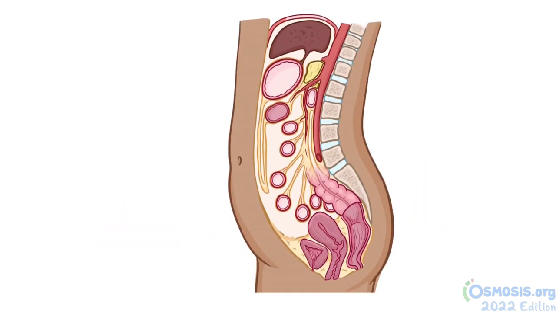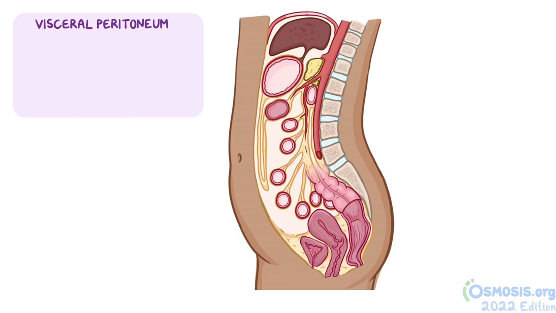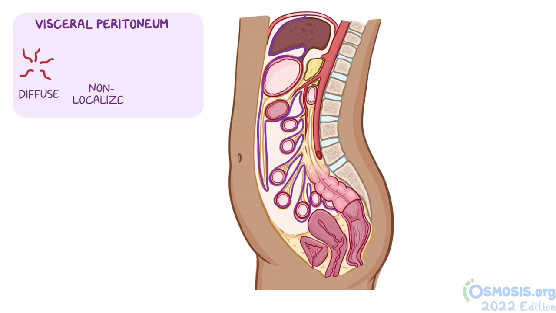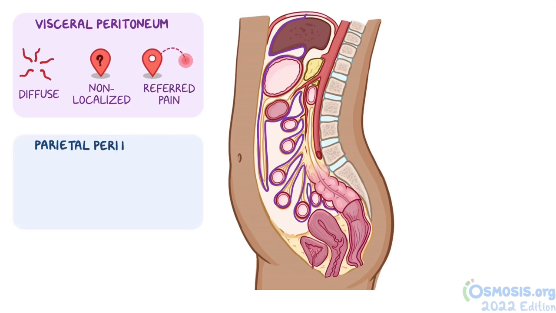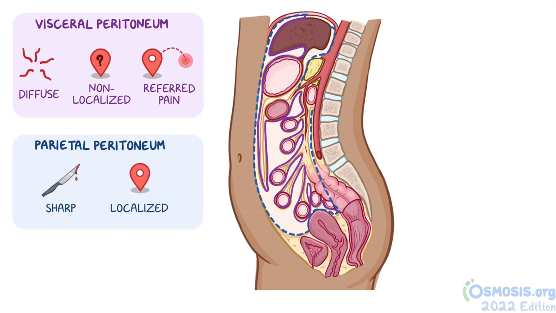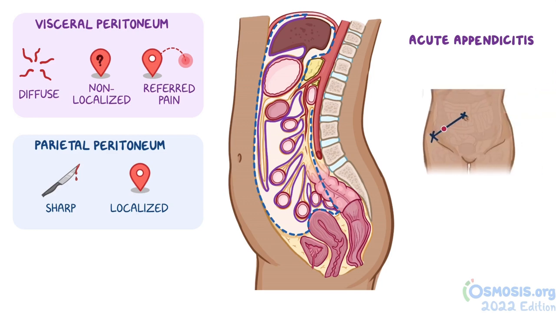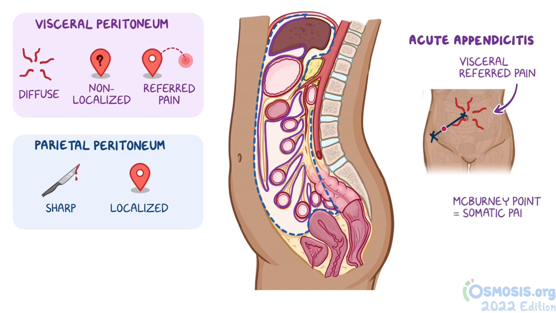Alright, as a quick recap, the visceral peritoneum senses visceral pain, which is diffuse and non-localized and often results in referred pain, while the parietal peritoneum senses somatic pain, which is more sharp and well localized. During acute appendicitis, dull pain around the umbilicus is an example of visceral referred pain, whereas pain over the McBurney point is an example of somatic pain.